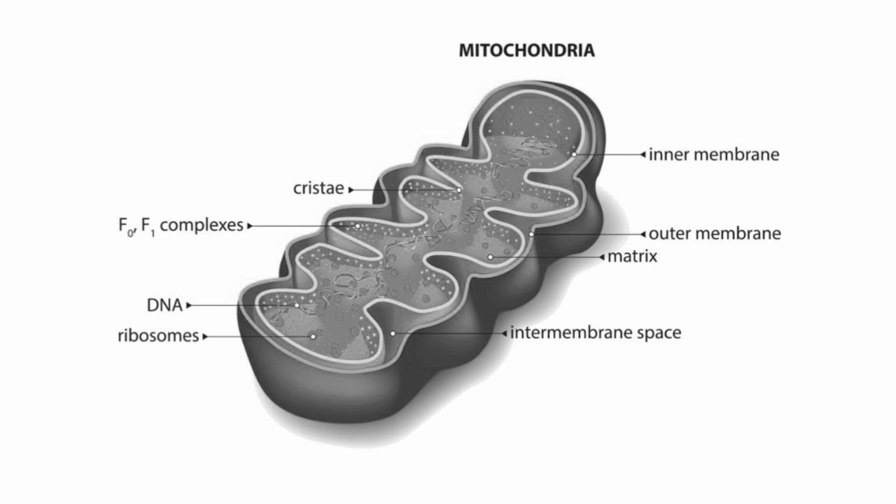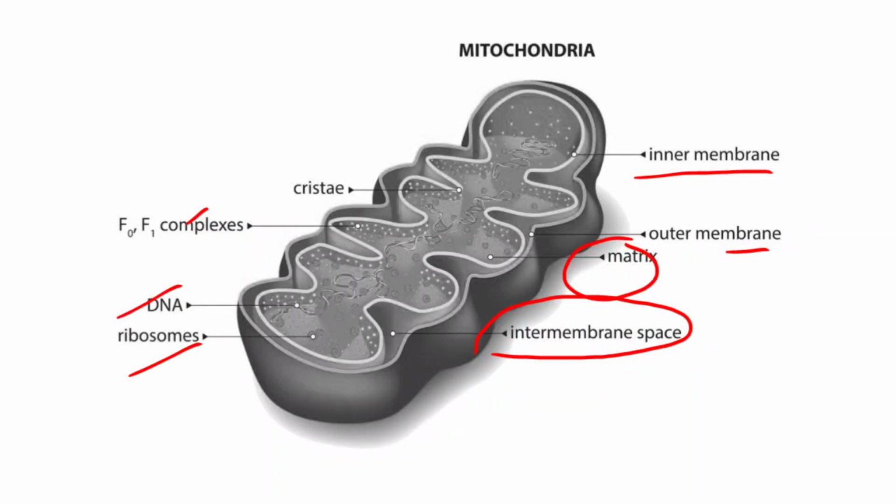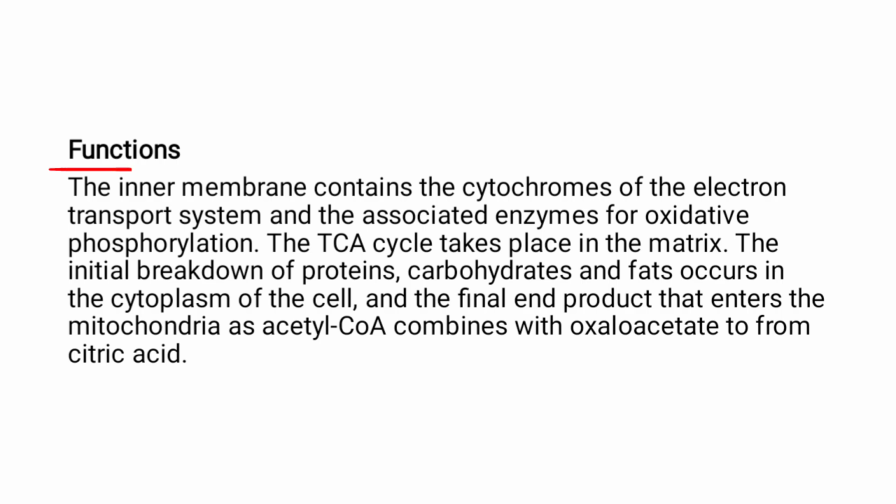So this is the structure of mitochondria, which shows the outer membrane, the inner membrane, and the intermembrane space that is in between the inner and outer membranes, and the matrix which is inside the inner membrane, which also contains enzyme complexes, DNA, and ribosomes. Functions of mitochondria.